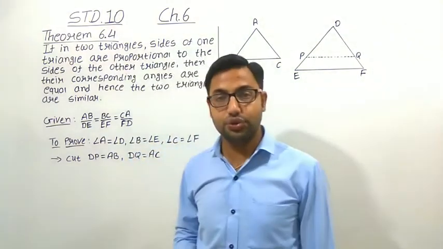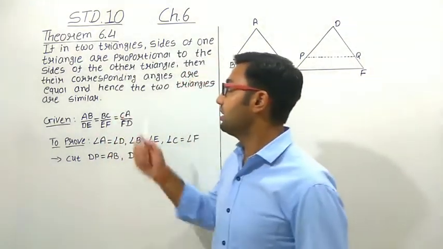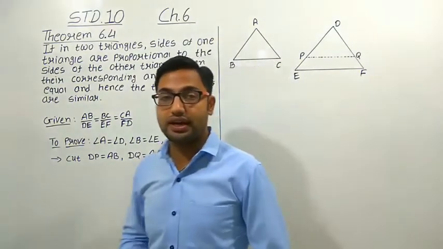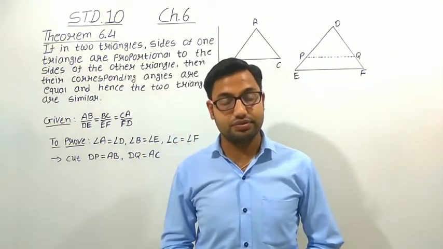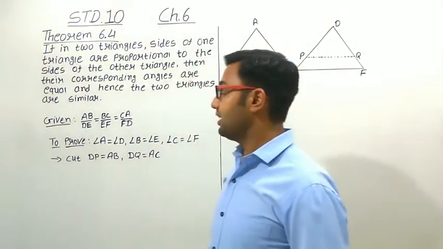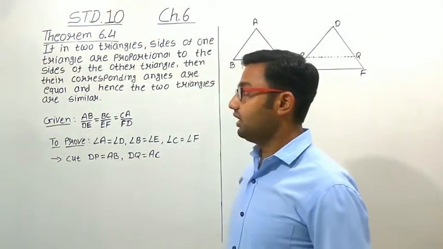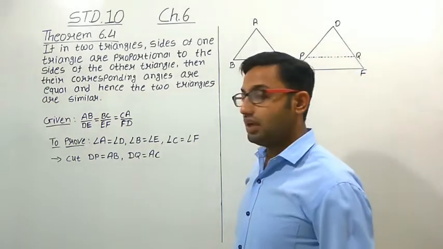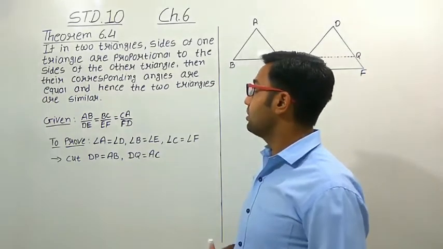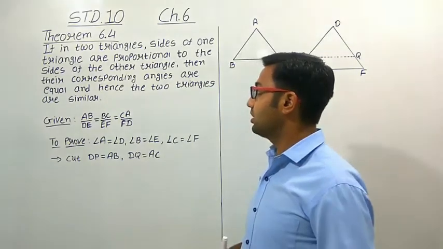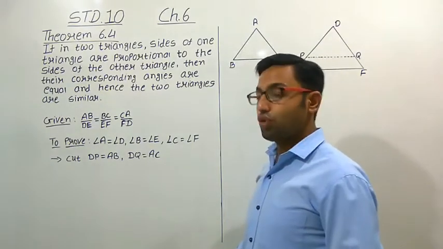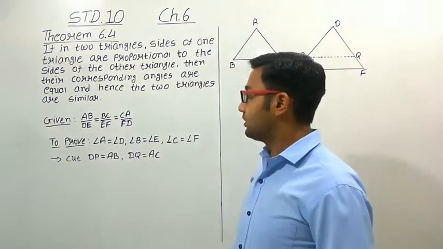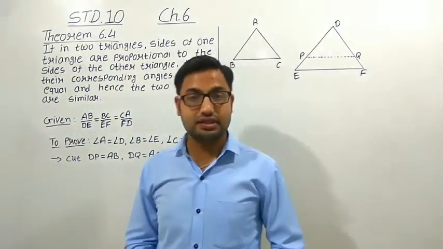Hello students, today we will study about the theorem number 6.4. This is the topic of standard 10 chapter number 6, triangles. So what is the statement? Statement is, if in two triangles sides of one triangle are proportional to the sides of the other triangle, then their corresponding angles are equal and hence the two triangles are similar.